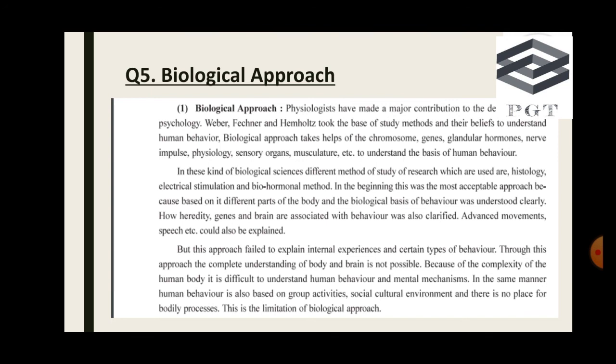But this approach failed to explain internal experience. Why? Because it can be any type of behavior. Thus, this approach completes the understanding of the body, not the brain. So it can describe what is happening in the body, but not what is happening in the brain. Logically, it does not prove what the action is or how thoughts arise. Experimental work can be executed to see what is happening in the brain. So logically the human body alone makes it difficult to understand behavior and the mental mechanism.